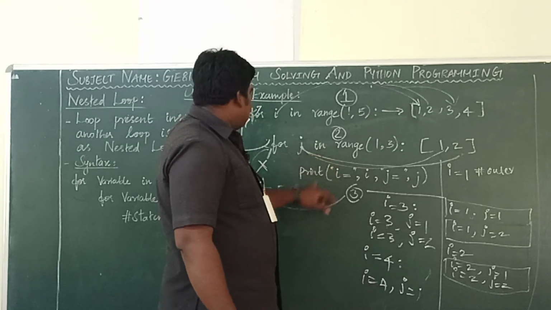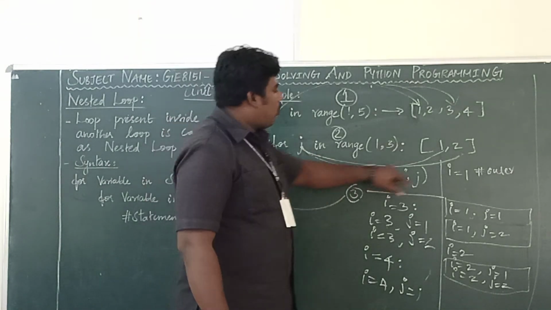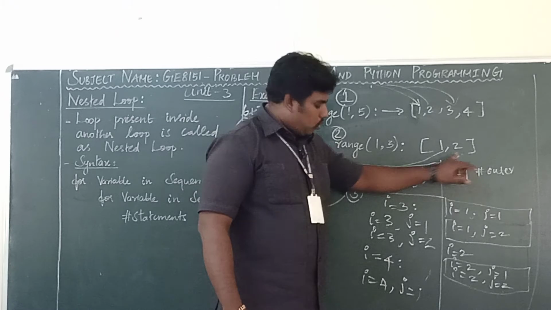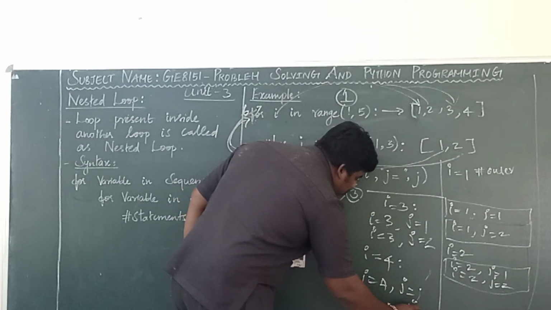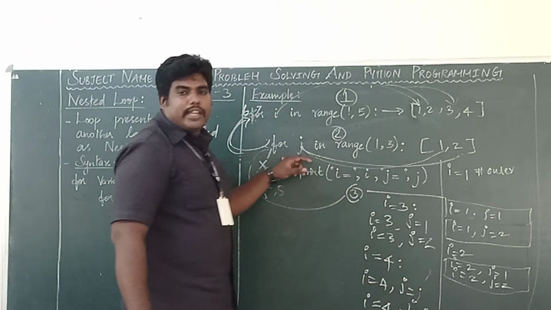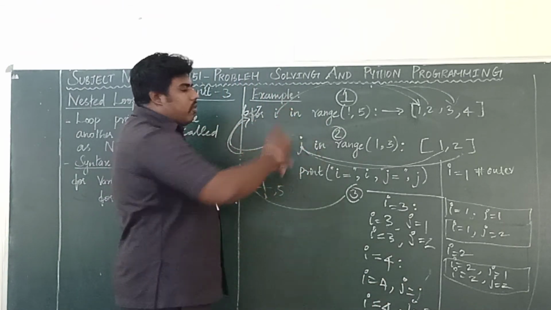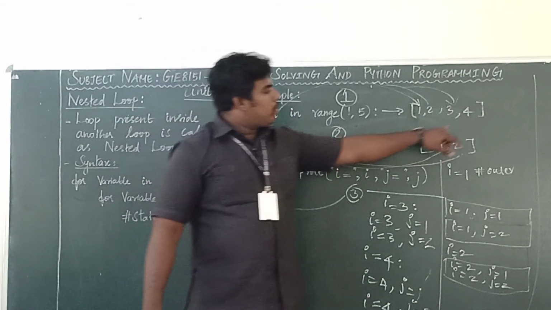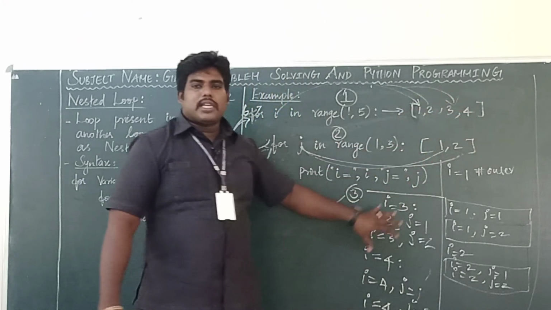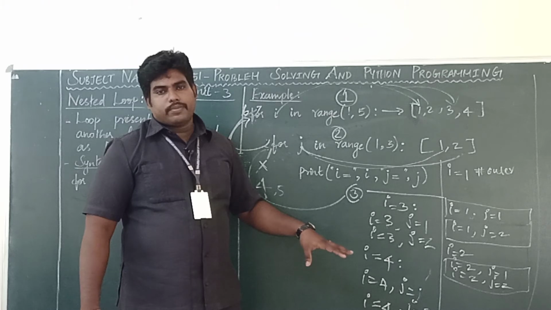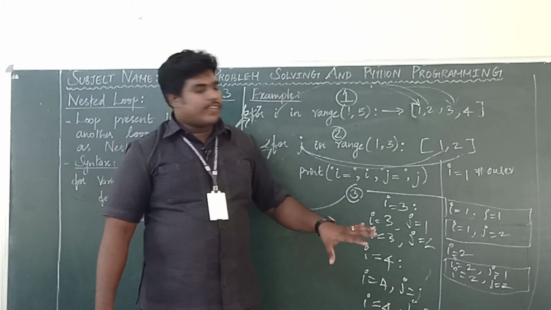Again it will come to the inner loop. Now what's the j value? 2. So I equal to 4, j equal to 2. After completing the inner loop, again it will go to the outer loop. Now outer loop, any elements are there? After 4 anything is there? No. So automatically it will come out of the loop. So this is the way it will execute.